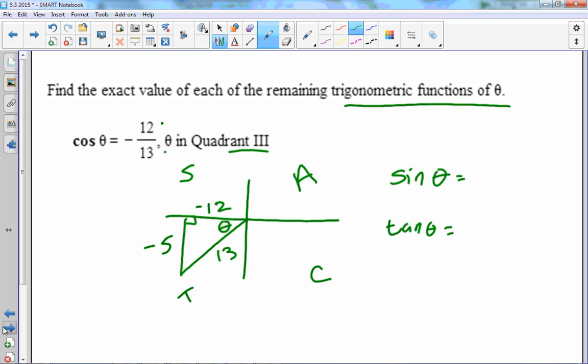Can I skip over filling them in? You okay with that? Once you get the triangle drawn, it's just old hat problems there. You're just filling in the ratios.